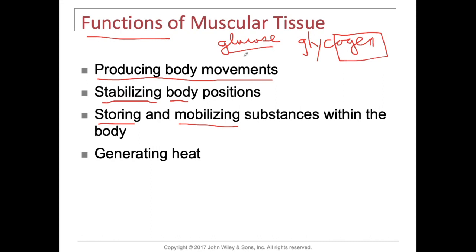So the body doesn't want it floating around in its toxic form, so we'll put it in storage in the form of glycogen. We could store it in muscle, and we can store it in the liver. Those are the two places that glucose is stored, in the muscles and in the liver, and it's stored in the form of glycogen. Okay? So just remember, anything that ends in ogen means it's inactive.